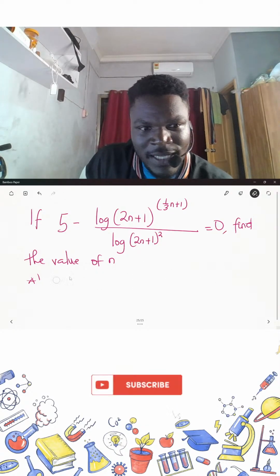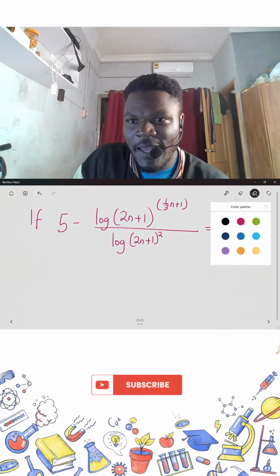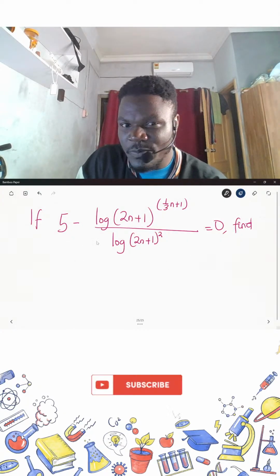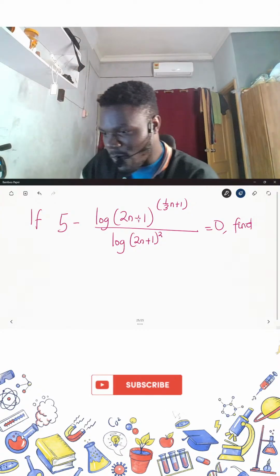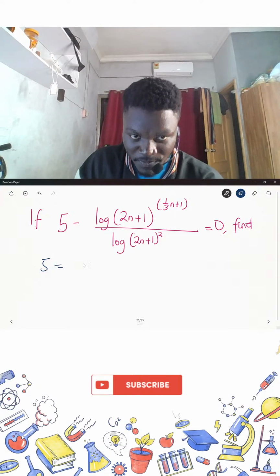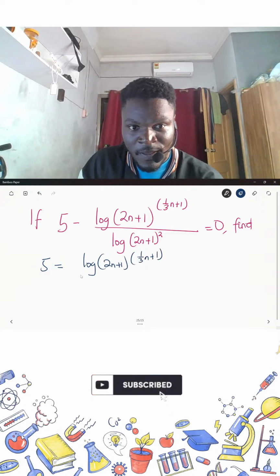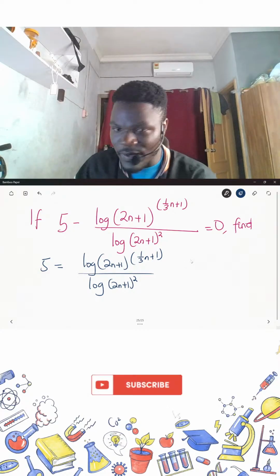All right, so I'll clear the possible options so we can just have the question here. Okay, so over here, the first thing I'll do is move the negative log, this whole ratio, to the other side of the equal to sign, right? So I have 5 is equal to log (2n plus 1) raised to the power 1 over 3n plus 1, all over log (2n plus 1) squared. Are we okay? So I move it to the other side of the equal to sign.